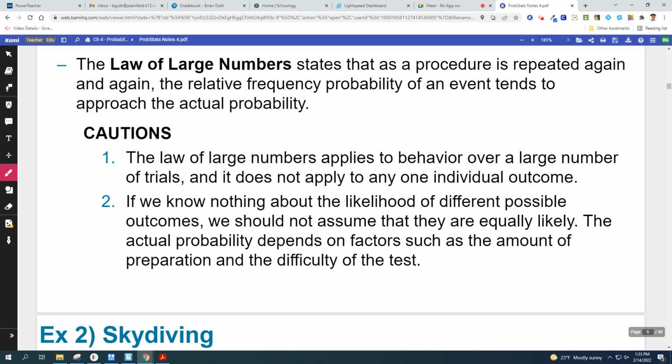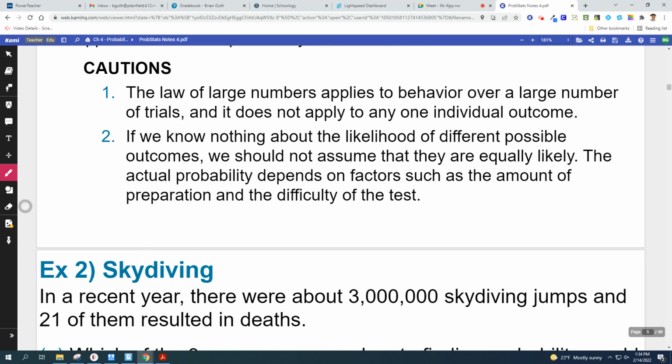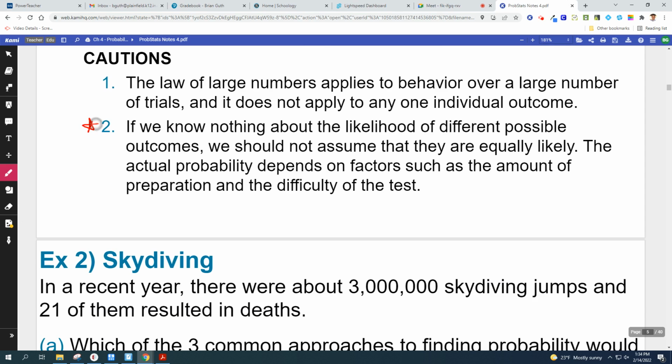Cautions. One, the law of large numbers applies to behavior over a large number of trials and does not apply to any one individual outcome. And two, if we know nothing about the likelihood of different possible outcomes, we should not assume they are equally likely. The actual probability depends on factors such as the amount of preparation and the difficulty of the test. I think that's a little bit difficult to read, so you might consider reading that again.